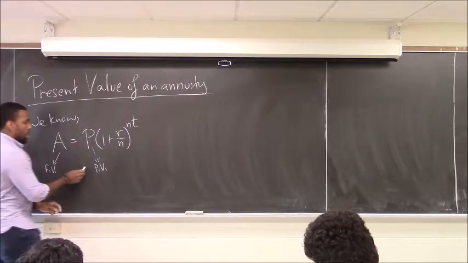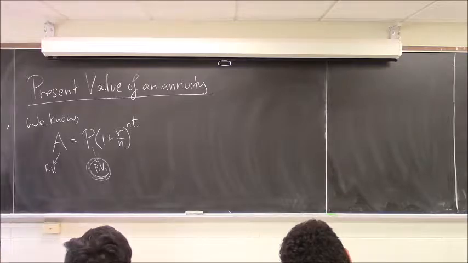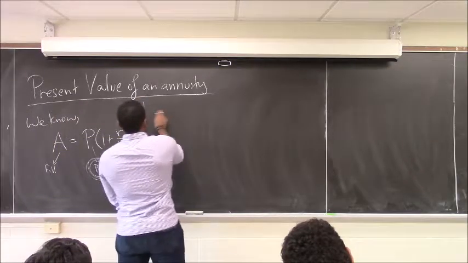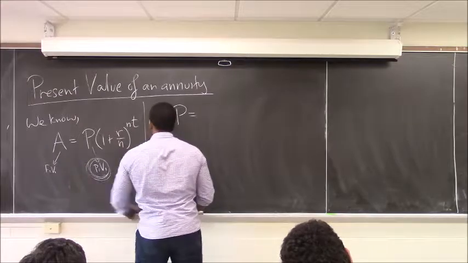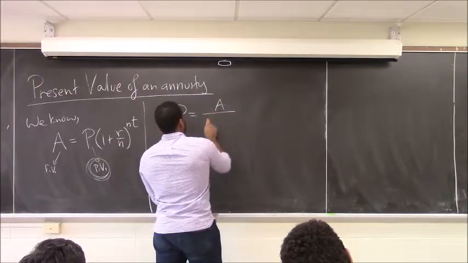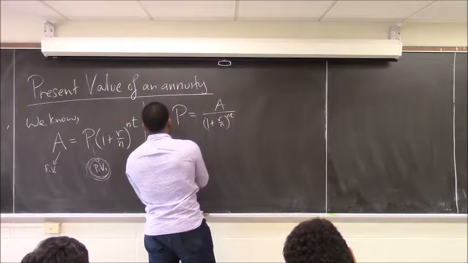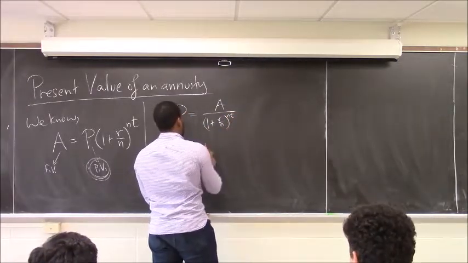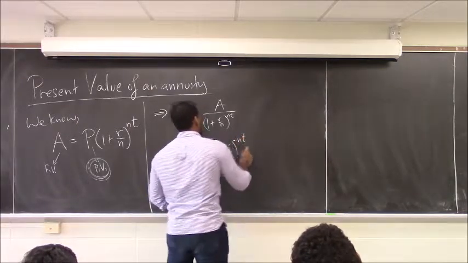But right now, I want to focus on this guy, right? So let's talk about the present value of something. This means I can actually solve for the present value by simply dividing both sides by this. Another way to write that is going to be to the minus nt.